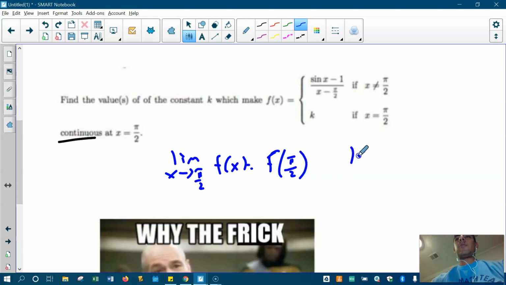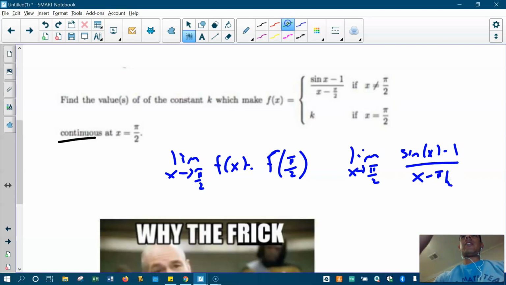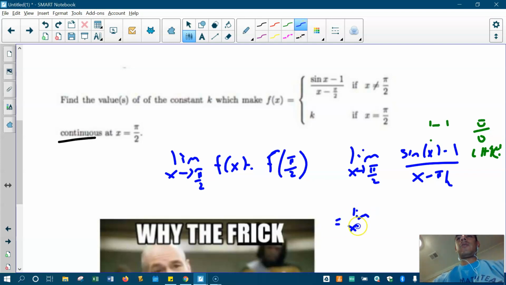Well, if we do the limit as x approaches pi over 2 of sine of x minus 1 over x minus pi over 2, I'm going to bet we're going to get an indeterminate form here. Sine of pi over 2 is 1 minus 1, that's a 0, over 0, the L'Hopital's Rule. Okay, so now let's go and do the L'Hopital's Rule here. Keep the limit, but take the derivative. Derivative of sine of x is going to be cosine of x. Derivative of x minus pi over 2 is going to be 1.